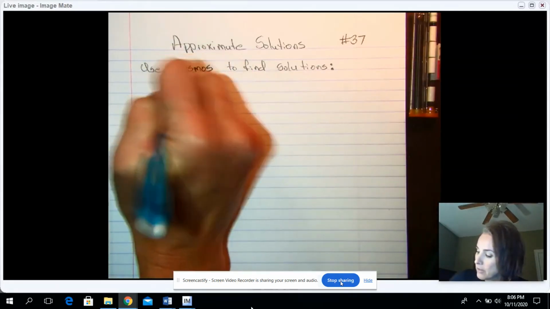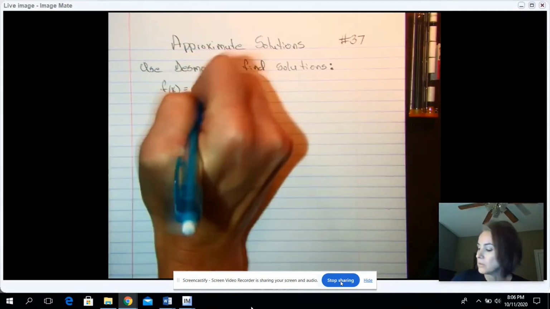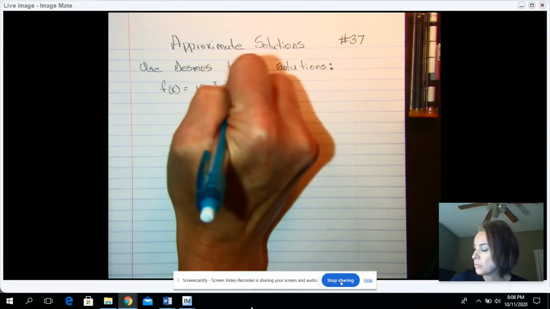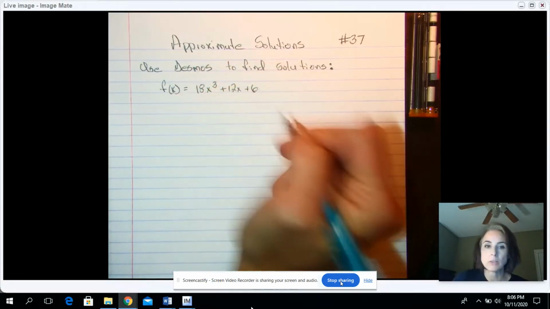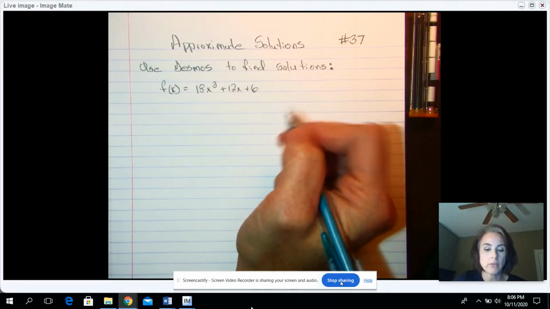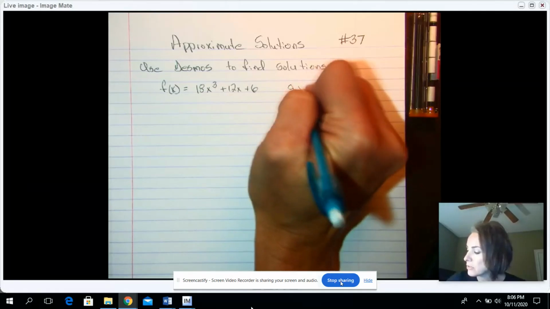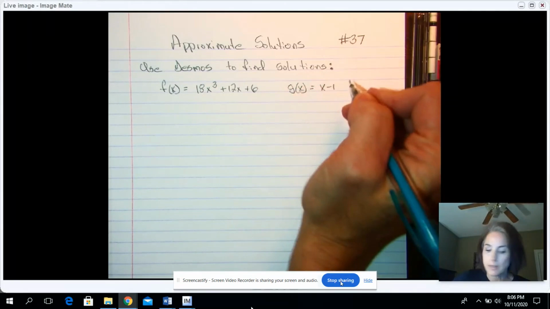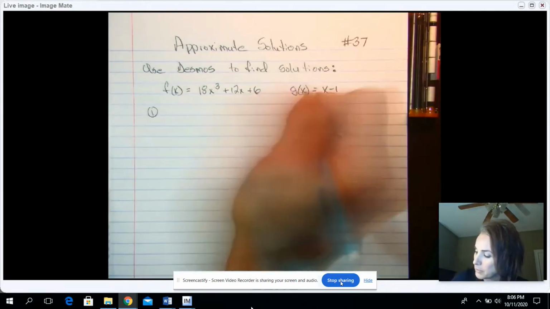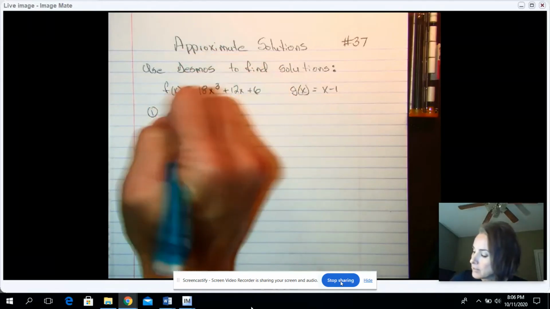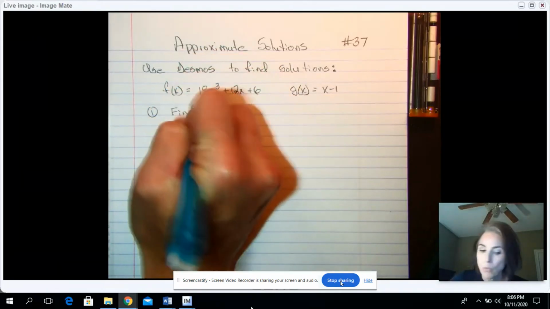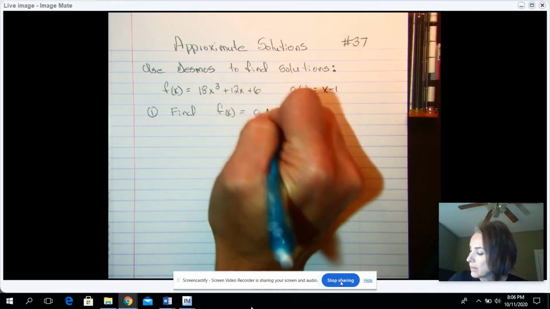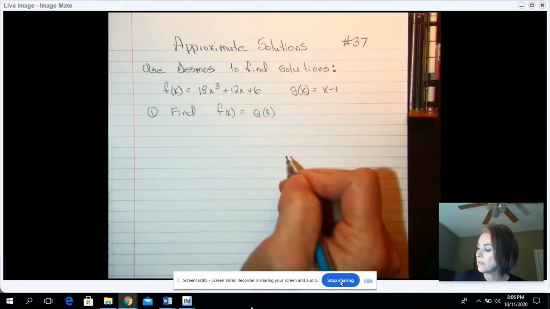Okay, so here's how it's going to work. If you have f of x equals 18x to the third plus 12x plus 6. So that's one function, 18x to the third plus 12x plus 6. And then you have another function, g of x equals x minus 1. Okay, so we're going to do two problems with these particular ones. The first thing is I want you to find when does f of x equal g of x. So when does f of x equal g of x?